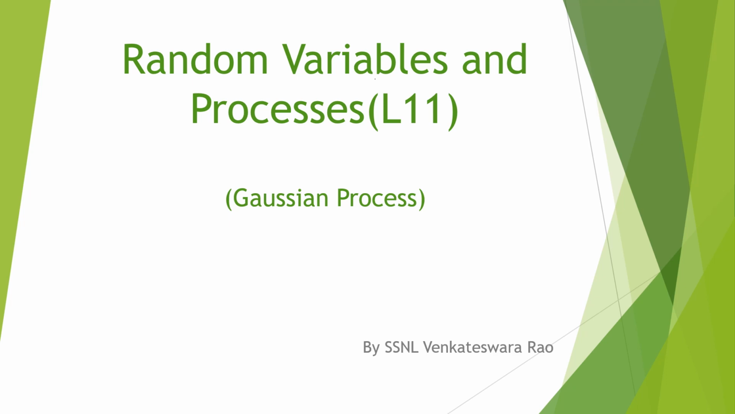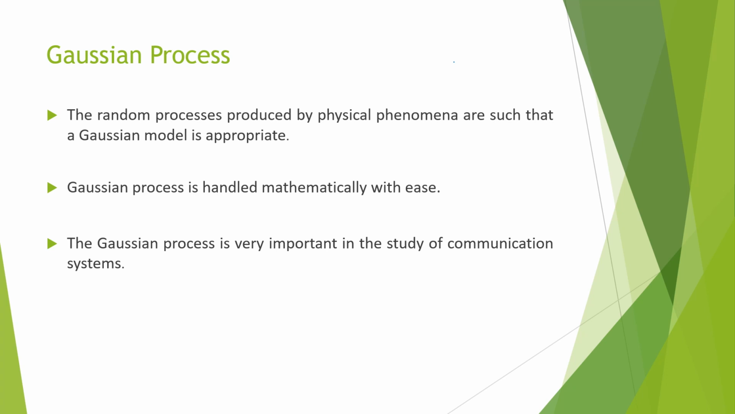In this video, we discuss a special class of random process known as Gaussian process. We need to study Gaussian process for two reasons. Firstly, the random processes produced by most physical phenomena can be understood by applying the Gaussian model. Secondly, the mathematical analysis of Gaussian processes is easy. It involves exponential functions, therefore the mathematical analysis is relatively easy. And these processes are very important in the study of communication systems.